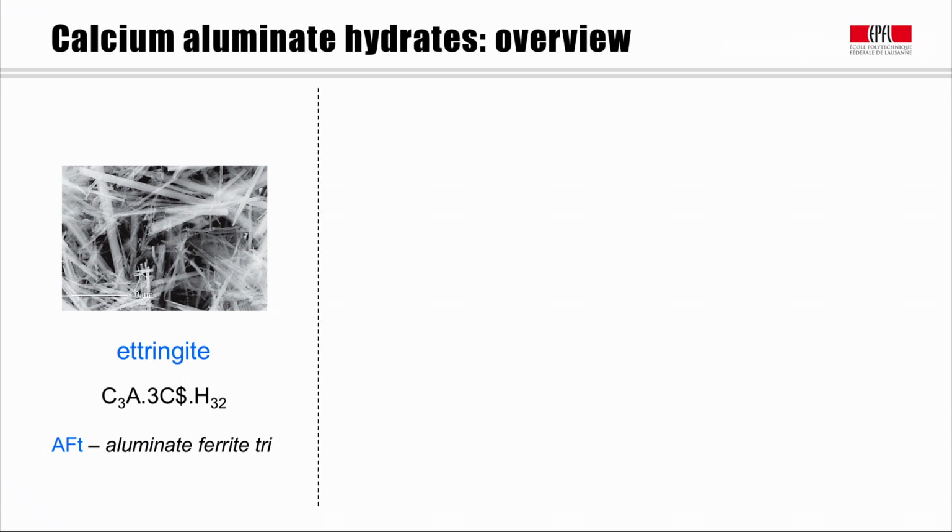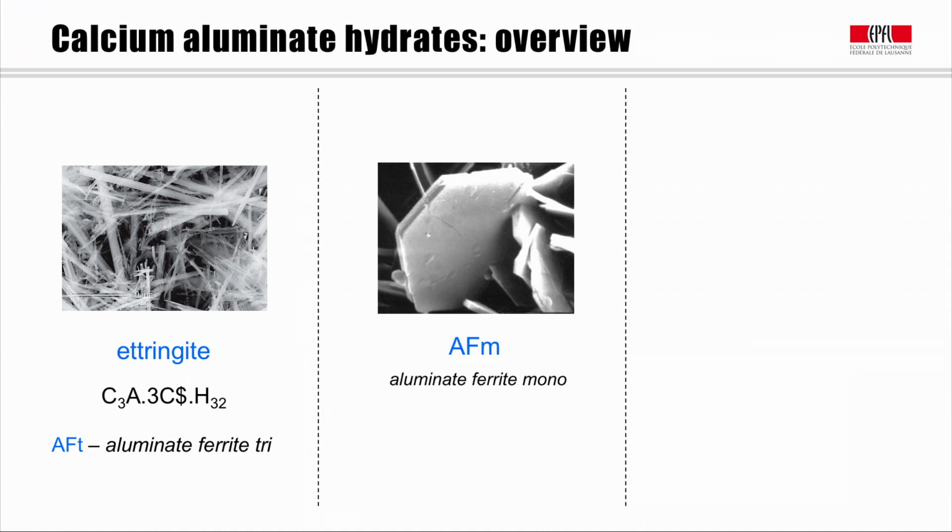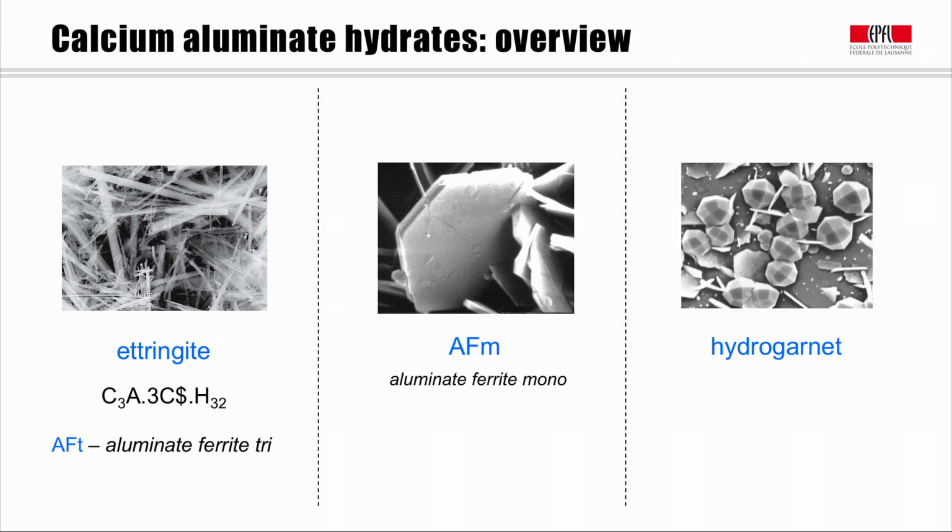Now the second family has many more variants depending on the different anions that we find. For this reason, we tend to use more often the generic word AFm, standing for aluminate ferrite monophase. And finally, we don't usually have very much of it in common cement paste, we have the hydrogarnet. In the next slides, we're going to look at each of these families in turn and see in more detail their crystal structure and the possibilities of solid solution.